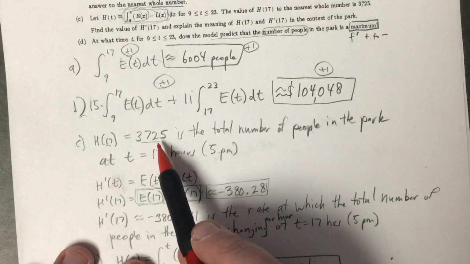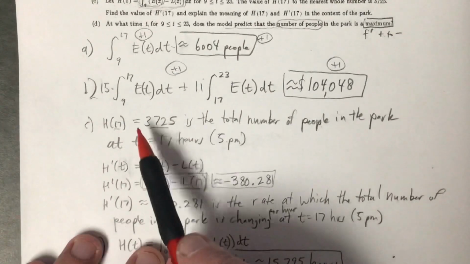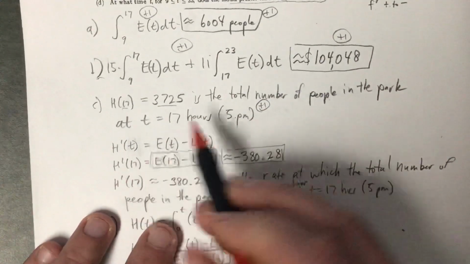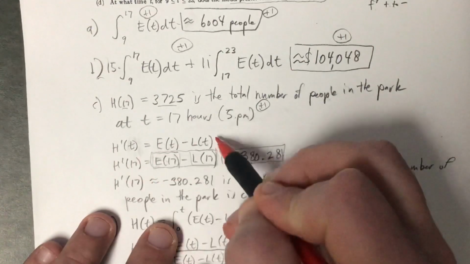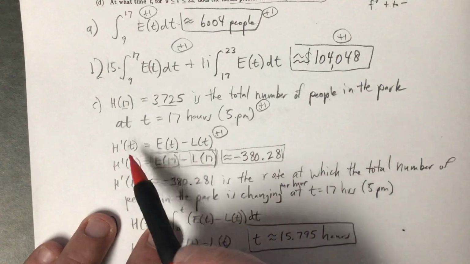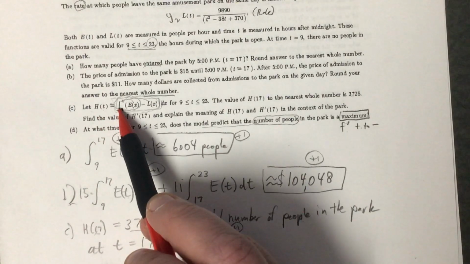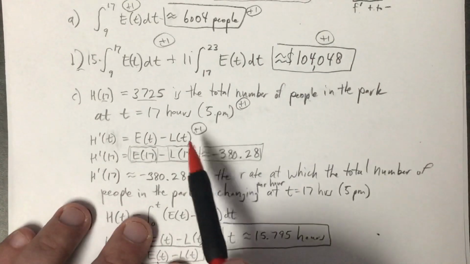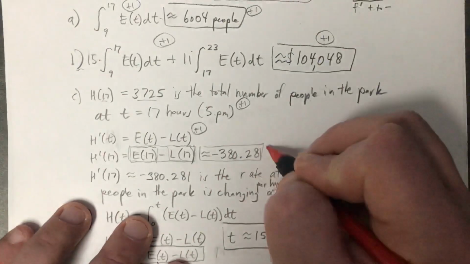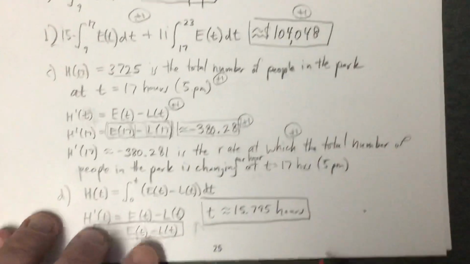Letter C. What were our goals in this one? We had to explain the meaning of this. I would probably get a point since they said that. I'm probably going to get a point for realizing that h prime is equal to e of t minus L of t. Why would I get a point for that? Because that's calculus. We use the second fundamental theorem to say the derivative cancels the integral. So that's going to be calculus. I'd probably get a point for that, so I'd want to show it. Probably get a point for this. Probably going to get a point for this explanation as well.